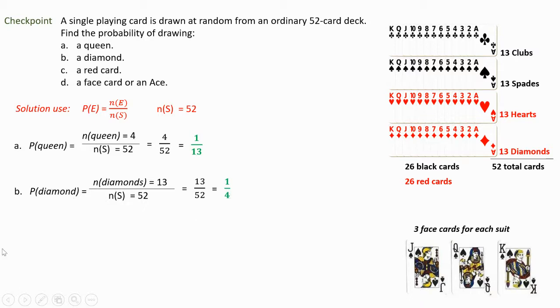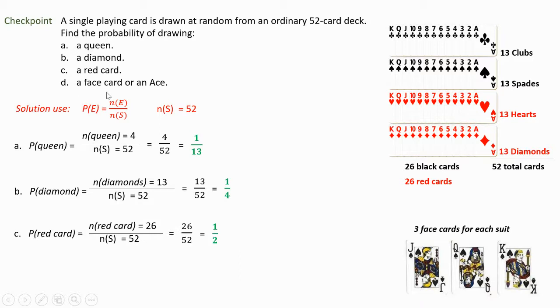Okay, now a red card. So there's 13 hearts and 13 diamonds, right, which are red. So there's 26 total red cards over the sample space. So it'll be 26 over 52. The answer will be 1/2.